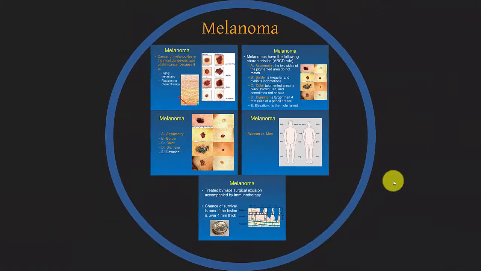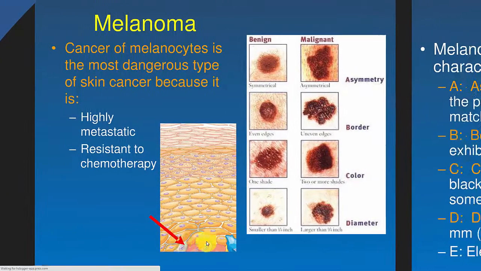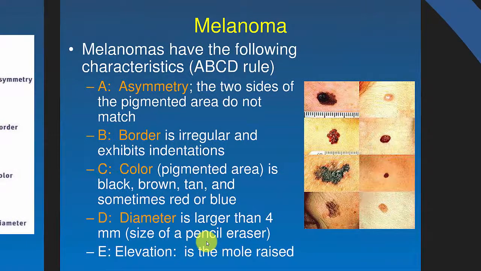So the worst of the worst is melanoma, cancer of melanocytes. Highly metastatic, and it resists chemotherapy. In order to determine whether you have a mole or it could be melanoma, it's very important to catch melanoma early, because once it's about 4 millimeters, it's probably already metastasized. So there's something called the ABCDE, or sometimes E rules.